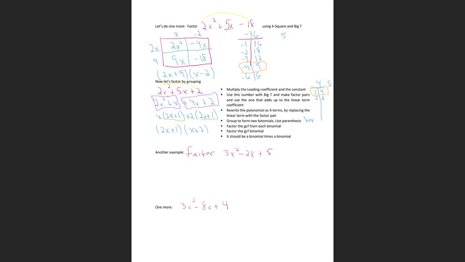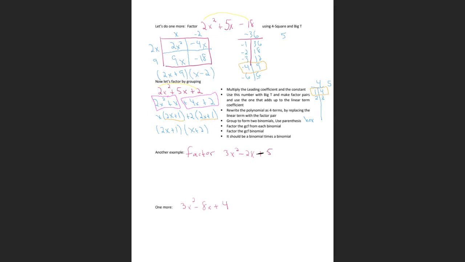I think I wrote this one down wrong. I think this actually should be a minus 5 here, not a plus 5. So sorry about that. So that's what we should have in our notes: 3x squared minus 2x minus 5. So let's look at this example.